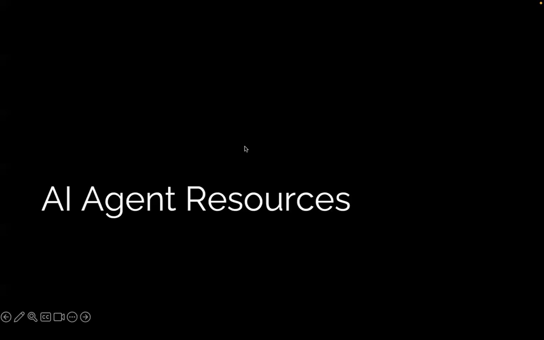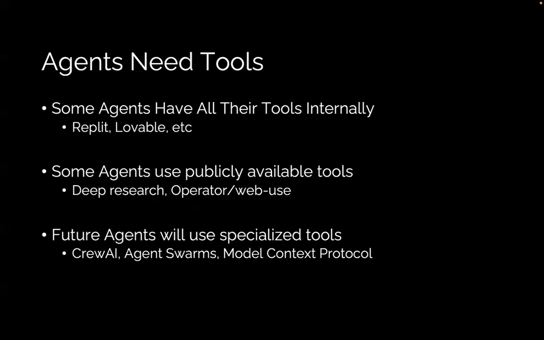So the next thing I want to talk about is agent resources. You've probably heard about tools, tool use. That's one of the things ChatGPT is doing a really good job of, building out tools, but frankly, everybody is. You're going to find really three cases. Some agents have all their tools internally, and a lot of the openly available stuff is like that. Things like Replit, Lovable. Some of the agents are going to use publicly available tools that you don't really have to worry about. So deep research is an example. The whole point of Operator and computer use is they're out on the internet doing stuff for you.